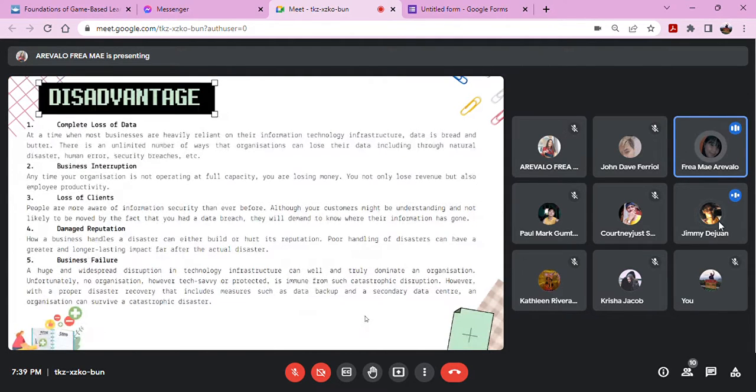Next is the disadvantages of not having a disaster recovery. Number 1 is complete loss of data. At a time when most businesses are heavily reliant on their information technology infrastructure, data is bread and butter. There is an unlimited number of ways that organizations can lose their data, including through natural disaster, human error, security breach, and etc.